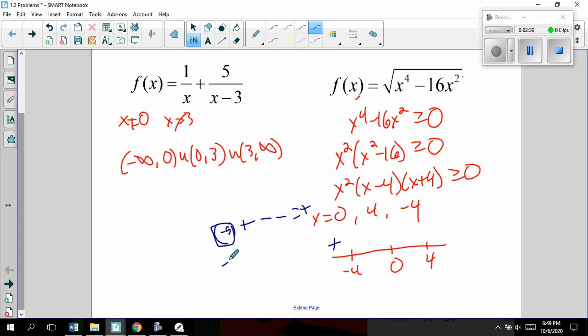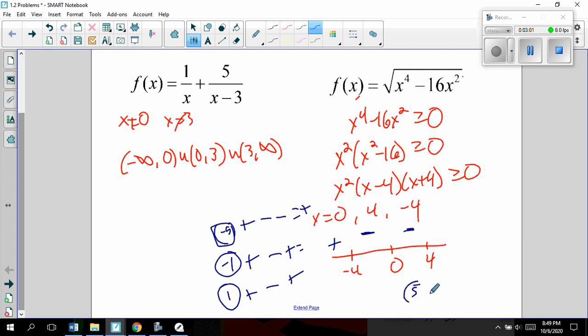All right, so let's use negative 1 in my next interval. So negative 1 squared is positive. Negative 1 minus 4 is negative. Negative 1 plus 4 would be positive. Those 3 things would multiply to some type of negative number. All right, let's try 1. So 1 squared is positive, 1 minus 4 is negative, 1 plus 4 would be a positive. So those also give you a negative value.